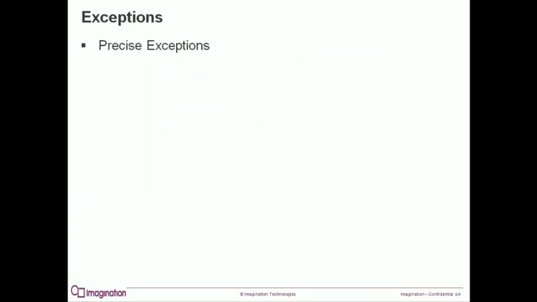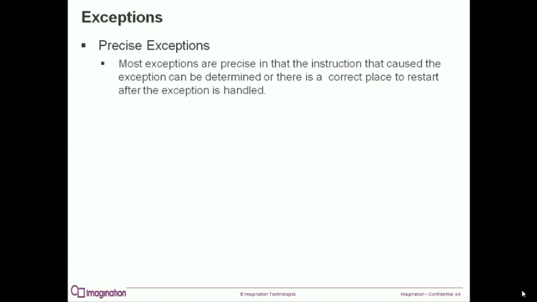Determining where an exception happened can be an issue. You may need to know what instruction caused the exception to be able to fix it, and also you need to know where to restart normal execution. Most of the time the CPU can tell precisely what instruction you are executing, so you can determine what happened and where to restart normal execution. These are called precise exceptions.